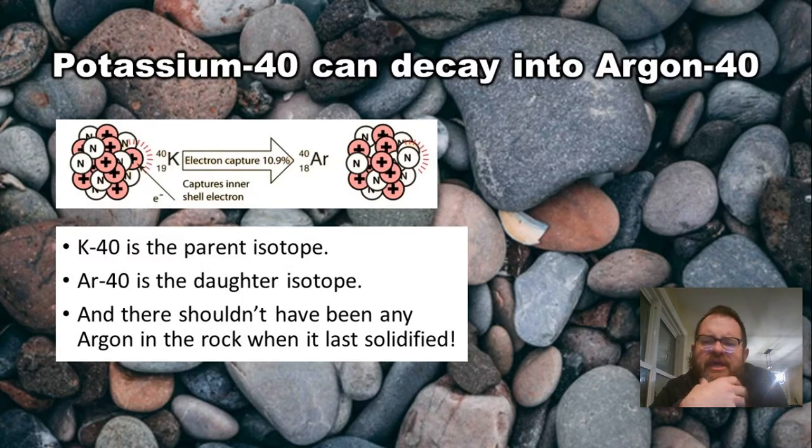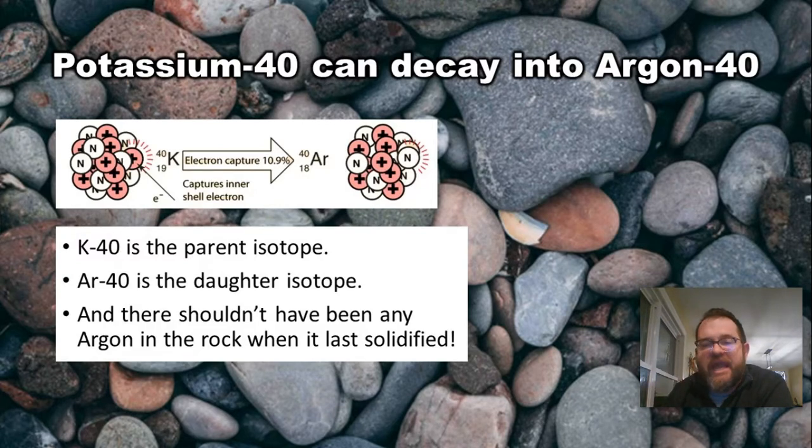When the rock was liquefied, any gas that was in it would have gotten away, would have bubbled out or whatever. And so in general, we don't expect any argon in the rock. So if we find any argon in there, that is potassium 40 that decayed into argon 40.